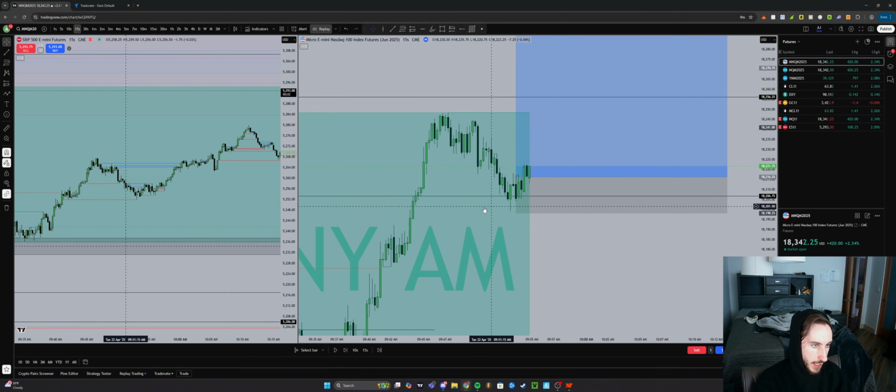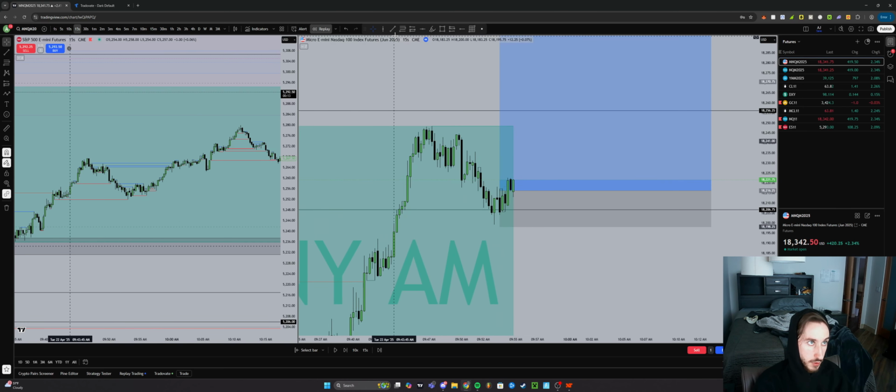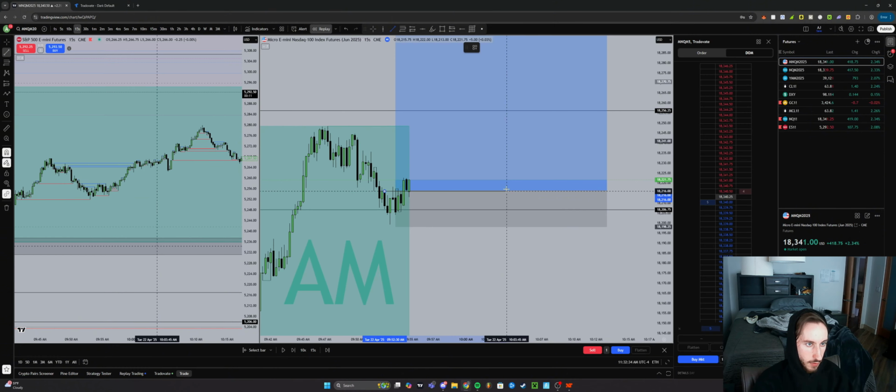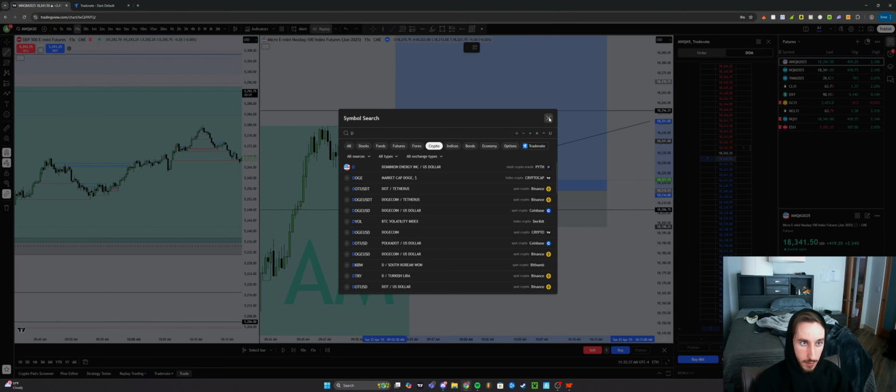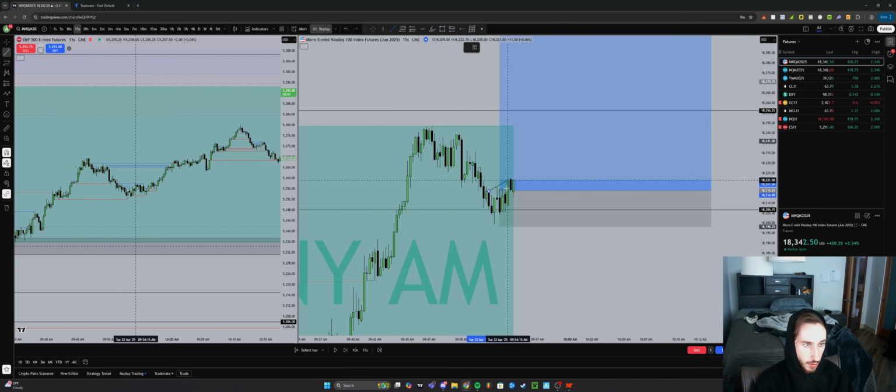So I saw that as a potential SMT, meaning that this low could be protected, and we got our change in delivery right here. Whoopsies, I did not mean to open the DOM. Sorry about that. So we got our change in delivery right there. That is where I put my limit at.